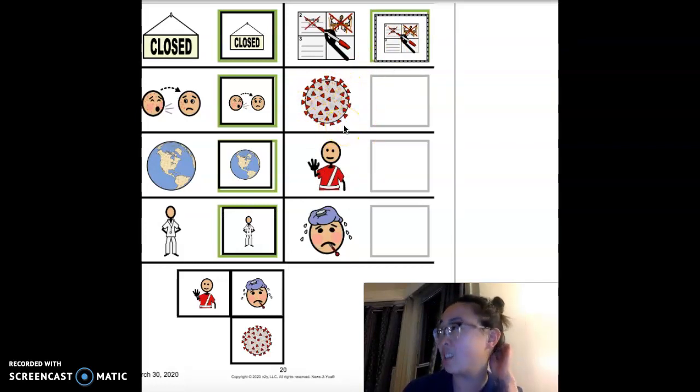This symbol here is a picture of the coronavirus. So the coronavirus is very, very small. We can't actually see it. But if you look at a microscope, a coronavirus is similar to this. It's circular with a lot of little spikes on it, like a crown. And so corona means crown, which is why it's called the coronavirus. And so the coronavirus is over here.